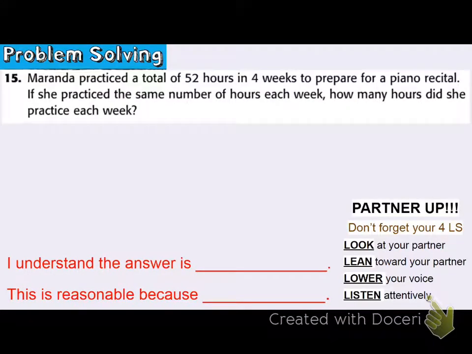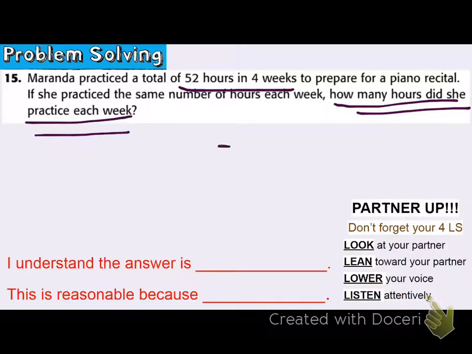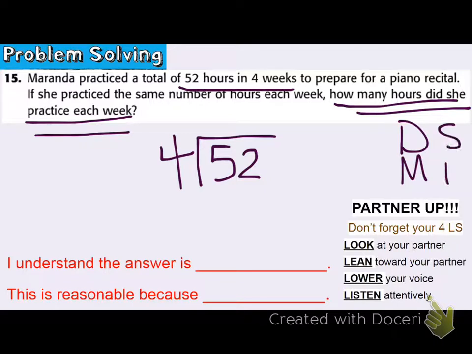I'm now in problem solving, and it says Miranda practiced a total of 52 hours in 4 weeks to prepare for a piano recital. If she practiced the same number of hours each week, how many hours did she practice each week? So here's my question. How many did she practice each week? Well, I'm putting 52 total hours, the dividend, into 4 equal groups, the divisor. And I'm going to use my steps. Divide, multiply, subtract, bring down. And I'm going to start with divide.